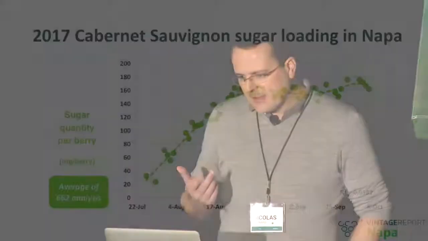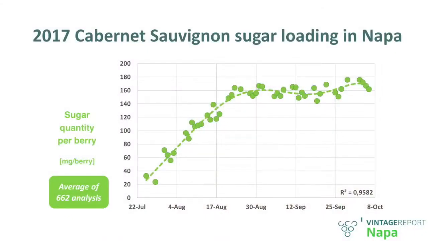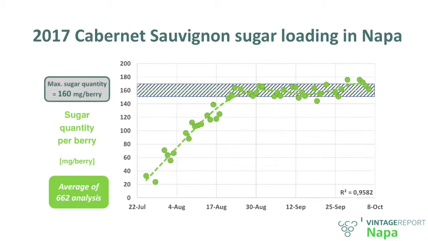In the context of the last vintage in Napa for Cabernet Sauvignon, we have worked on average values. So you have the average curve of sugar loading for Napa. First of all, the maximum sugar quantity per berry is 160 milligrams per berry. The date of sugar loading stop, the beginning of the plateau, is August 22.